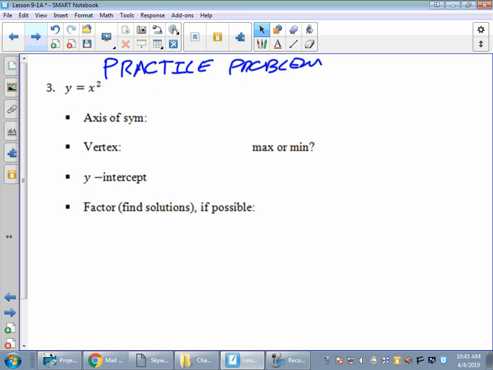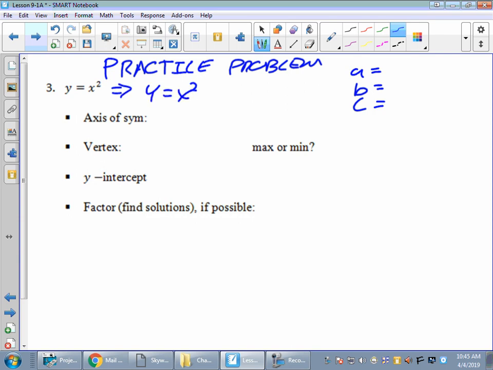Thanks for sticking it out. Some other things here. Just remember, if you want to, list your a, b's, and c's. Those help you right off the bat. And understand that this is the parent function, y equals x squared. So you'd actually have y equals x squared plus 0x plus 0. There's nothing else added there. It's the same thing as saying that. So that might help you get started on a couple of those things.